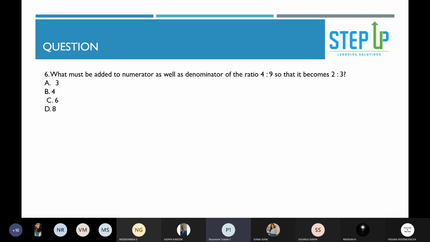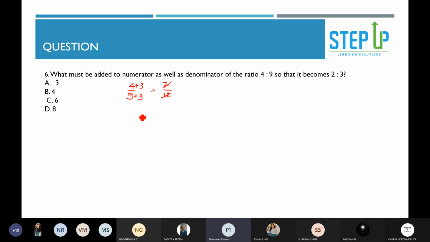This and the previous one are the questions which are being asked in the exam, common ones. Ma'am, the answer is 6. So 4:9. If I take 4 plus 3 and 9 plus 3, 4 plus 3 is 7, 9 plus 3 is 12.